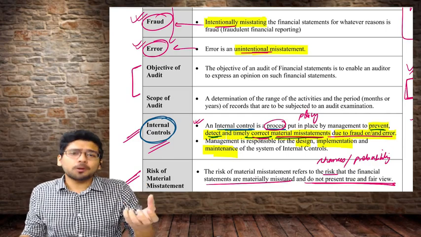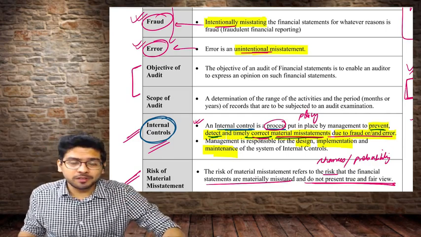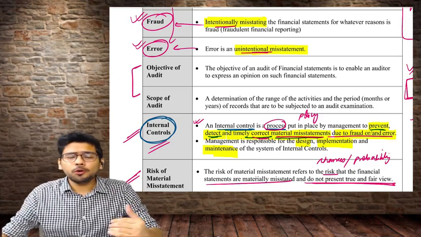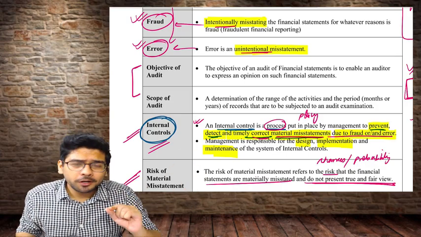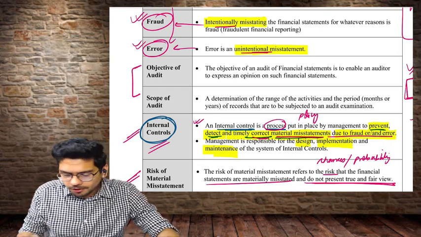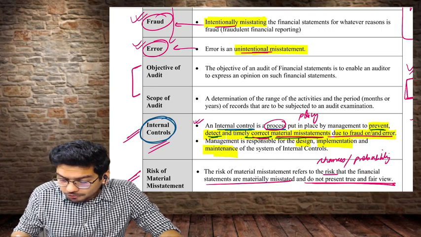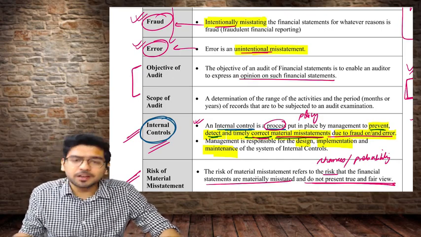So what is the objective of audit? The objective of audit of financial statements. In CA Inter, I told you auditing is a very vast term, but in the CA Inter syllabus we are only going to focus on auditing of financial statements. So the objective of an audit of financial statements is to enable an auditor to express an opinion on such financial statements.